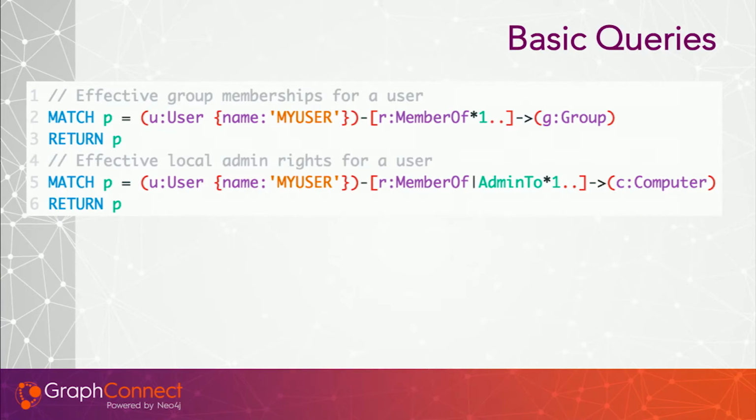I just do an unbounded search from an origin user to an arbitrary group labeled node. And then for effective local admin rights for a user, I traverse member of and admin to nodes so that I follow those security group delegations all the way until I get to an admin to edge, and I follow those indefinitely. And this is going to work.